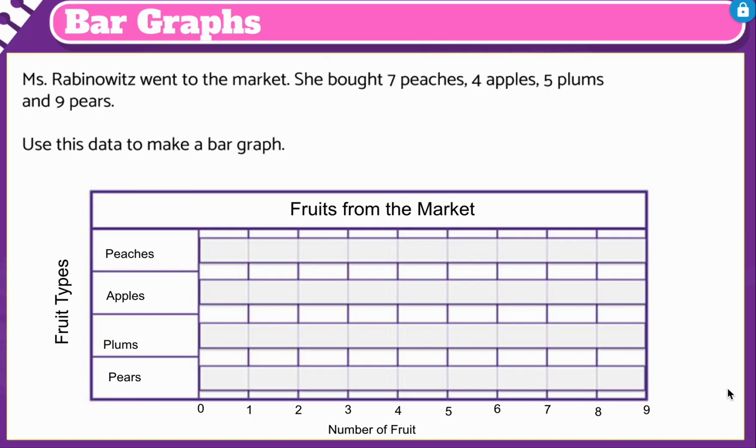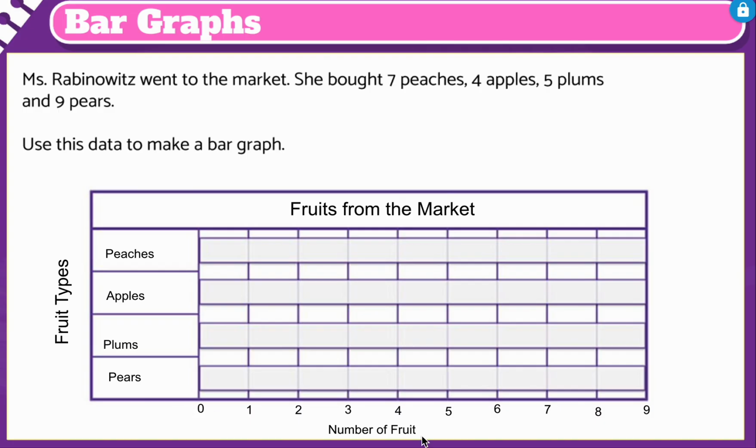Before getting started, I already went ahead and made sure I had labels on my bar graph. This is extremely important in order to represent your data. My title I chose was Fruits from the Market. On the side, I labeled each fruit type: peaches, apples, plums, and pears. As long as your data is represented accurately, the order does not matter.